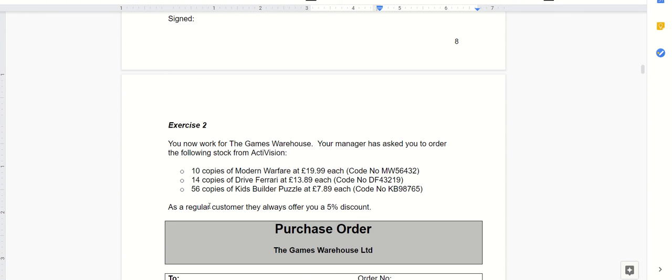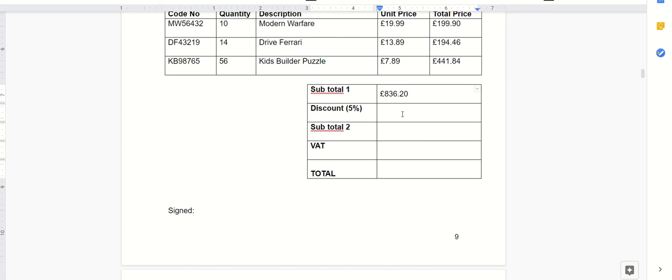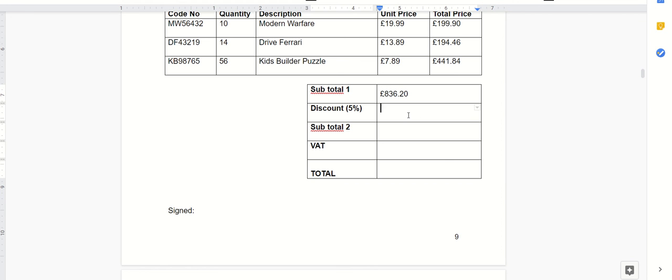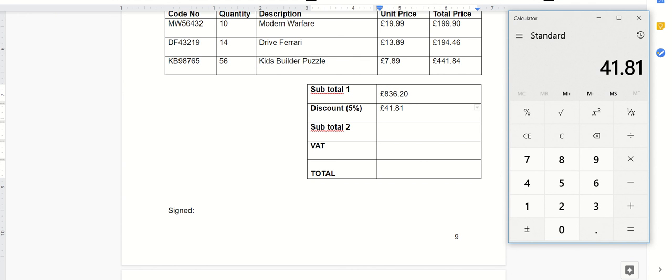A regular customer, we always give you 5% discount. So there's no conditions to that. We're just going to get a 5% discount. So we need to work out what 5% of £836.20 is. So we multiply that by 0.05 because that's 5%, isn't it? Which is a discount of £41.81. It doesn't sound like much when you look at it as a sort of percentage. You think that's only 5%. That's literally 50 quid nearly. Well, that's not exactly 50 quid, but it's almost.